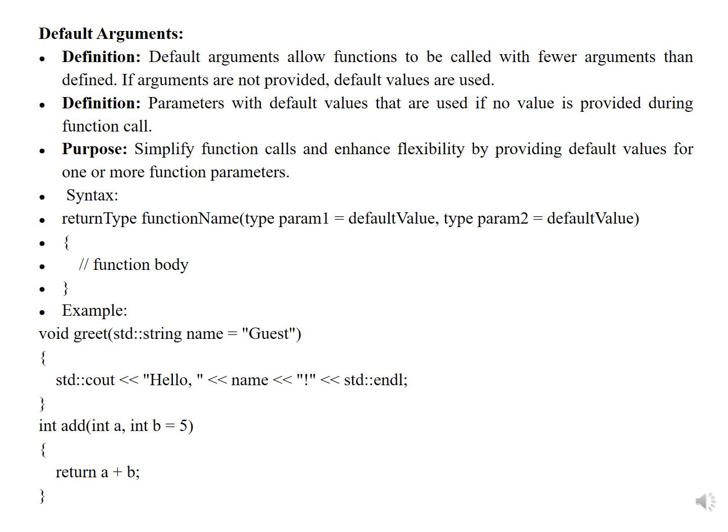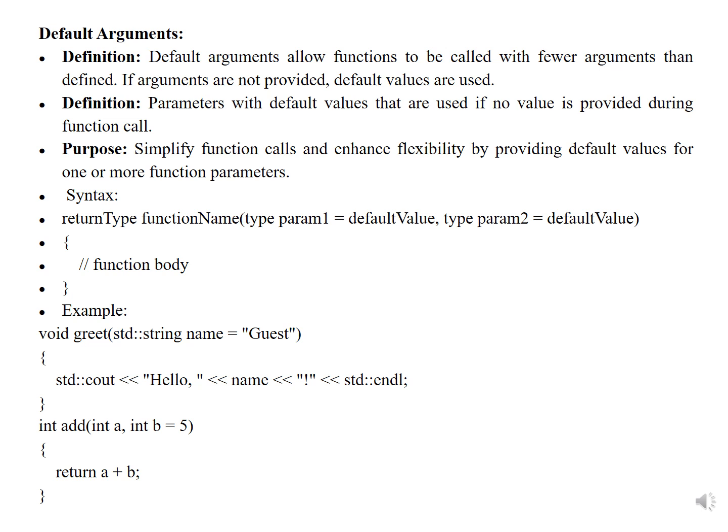Definition. Parameters with default values that are used if no value is provided during the function call. Purpose is to simplify function calls and enhance flexibility by providing default values for one or more function parameters. General syntax is like this. We have to write the return type, then the function name.